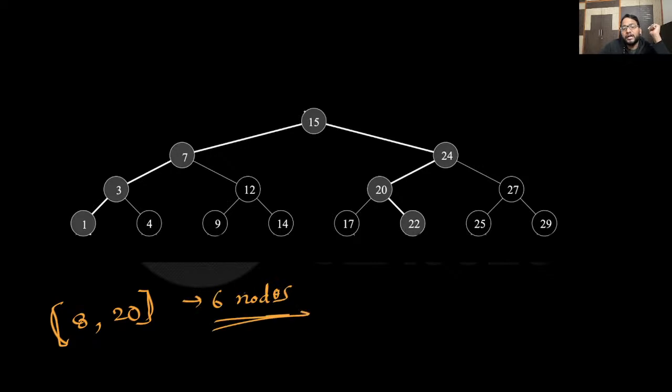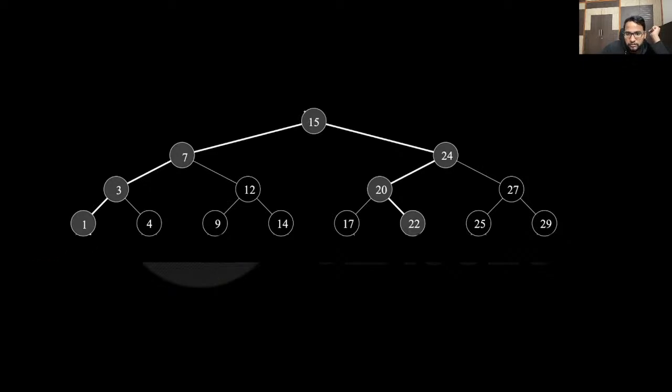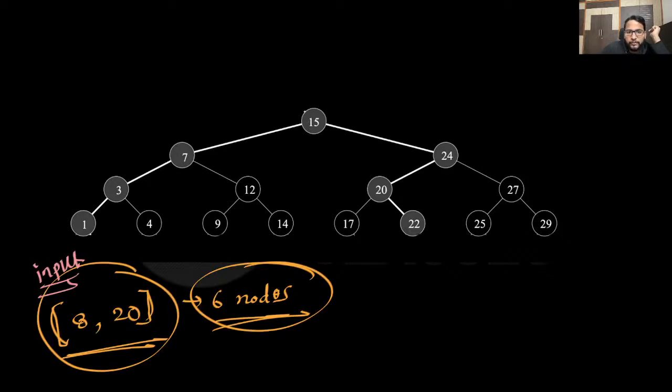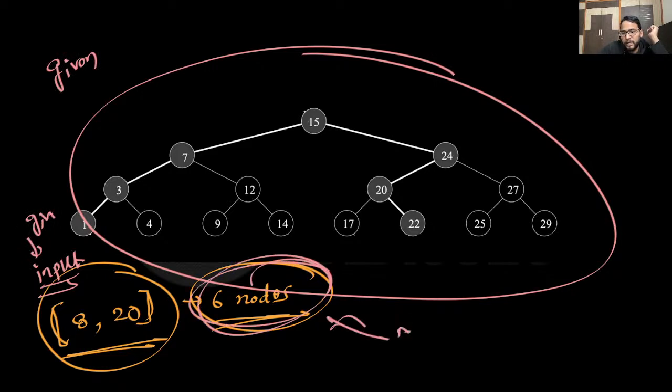So they are saying, given this range, how many nodes are there? This is my input. They have given me the range, and they have given me the binary search tree, whatever it is. This is what they're asking. Let me know the number of nodes. This is what my output should be. So this is my task.